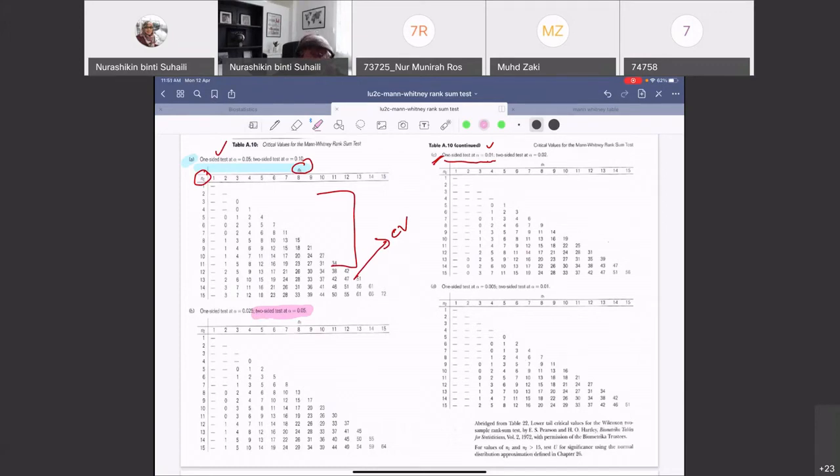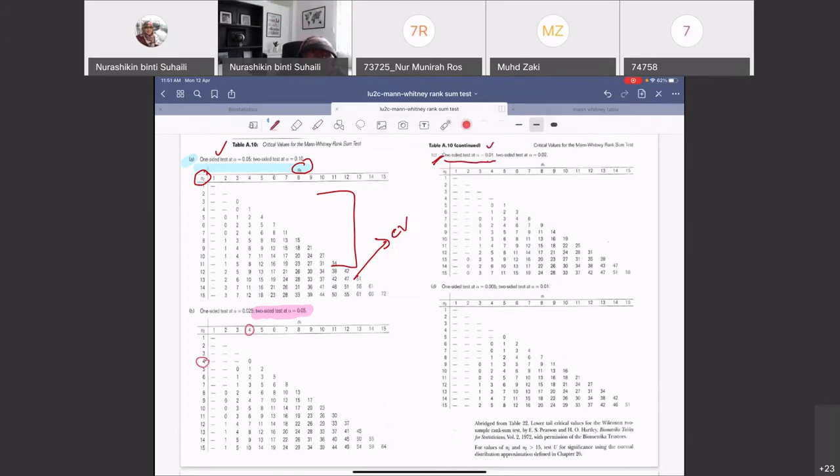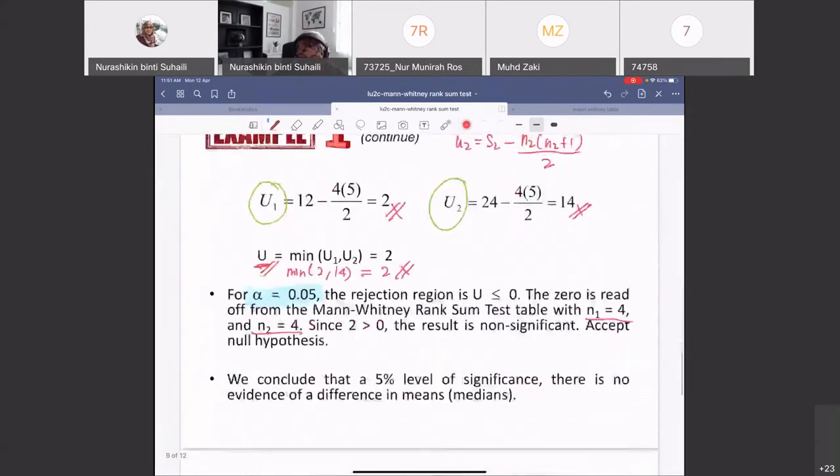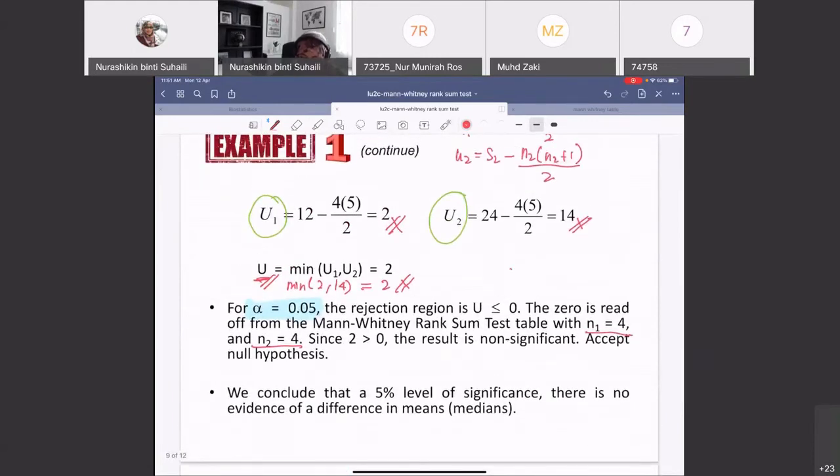How to find the value of the CV? N1 is 4, N2 is 4. So you go here, and the value is 0. The CV is 0. So that is the value of CV. Now, go back here. CV is 0 and U is 2.